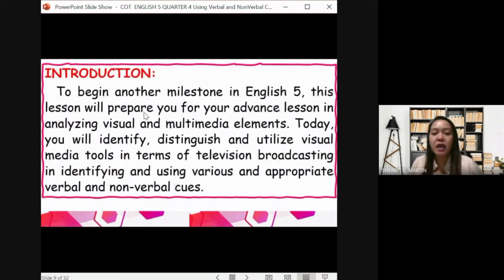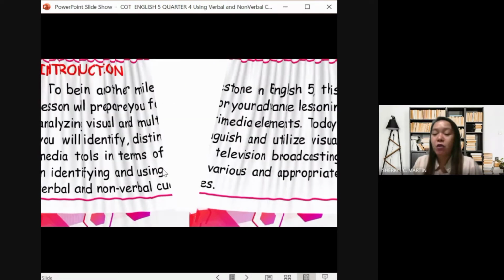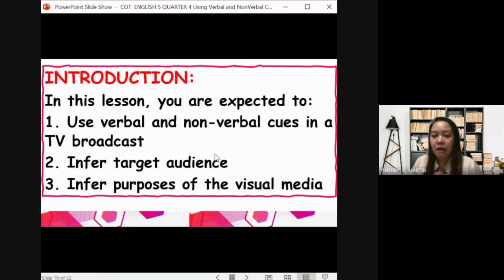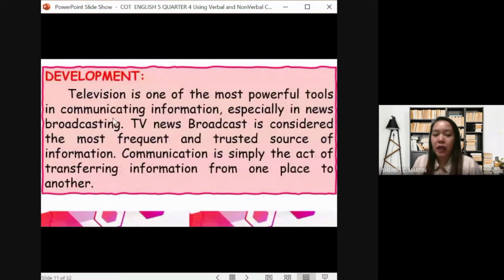So to begin another milestone in English 5, this lesson will prepare you for your advanced lesson in analyzing visual and multimedia elements. Today, you will identify, distinguish, and utilize visual media tools in terms of television broadcasting, in identifying and using various and appropriate verbal and non-verbal communication. So we are going to focus on verbal and non-verbal.